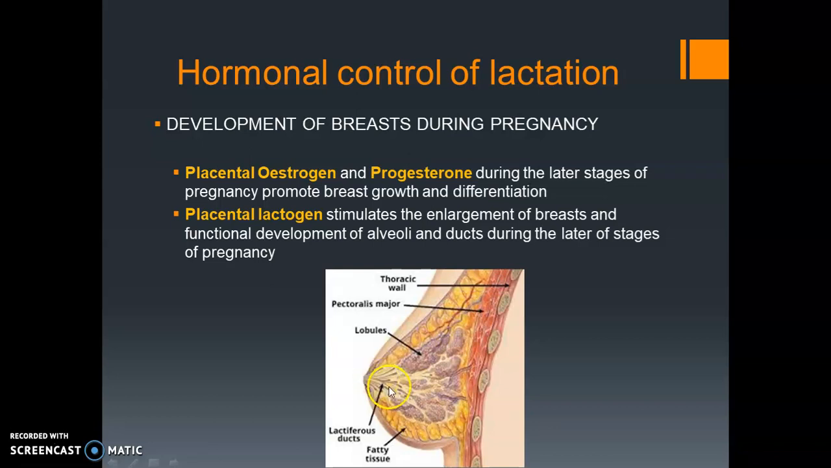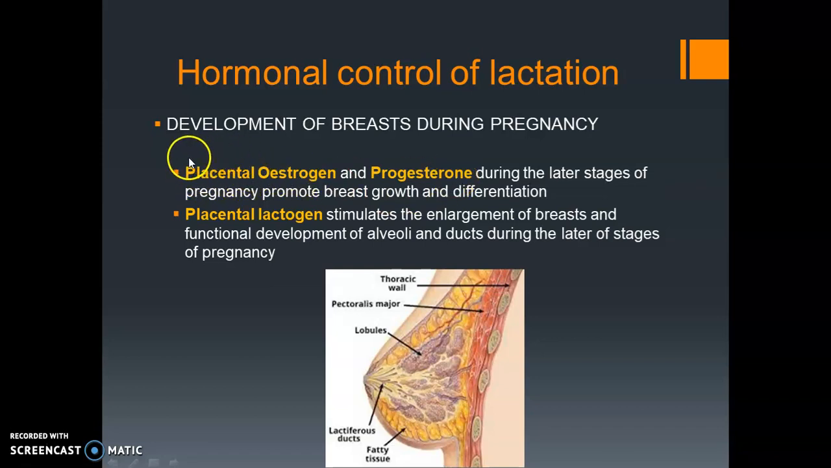So the branching of the mammary gland ducts, I told, takes place during puberty under the influence of estrogen and progesterone, and the further development and differentiation of the mammary glands takes place during pregnancy. Only during pregnancy do the alveolar cells and the lobules develop, and this takes place under the influence of placental estrogen and progesterone. Here the estrogen and progesterone are secreted by the placenta.